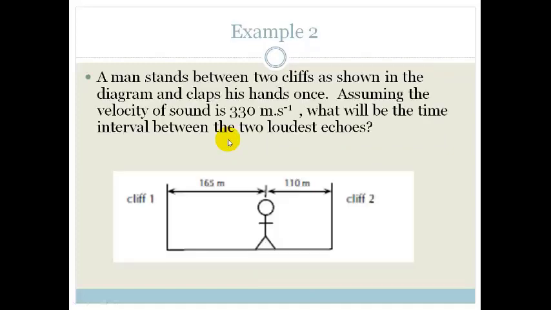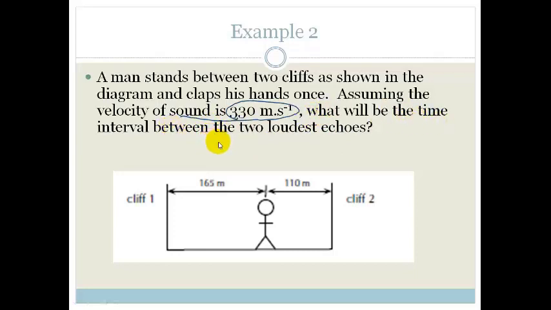A man stands between 2 cliffs, as shown in the diagram, okay, and claps his hands once. Assuming the velocity of sound is 330 meters per second, what will be the time interval between the 2 loudest echoes? What will be the time interval between the 2 loudest echoes?